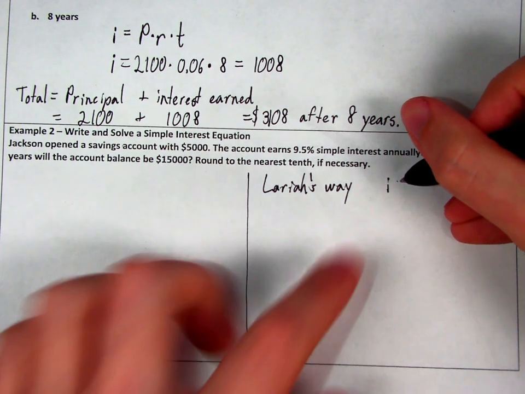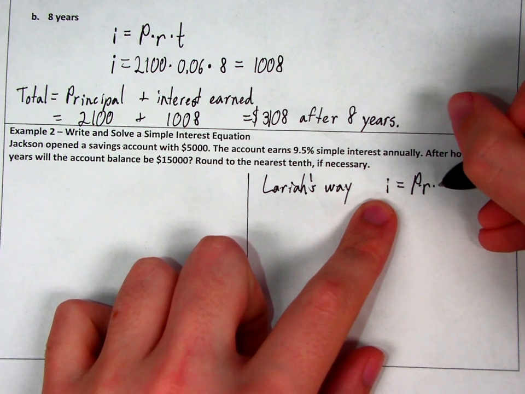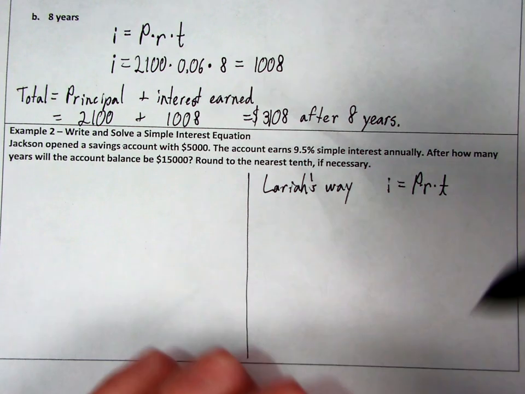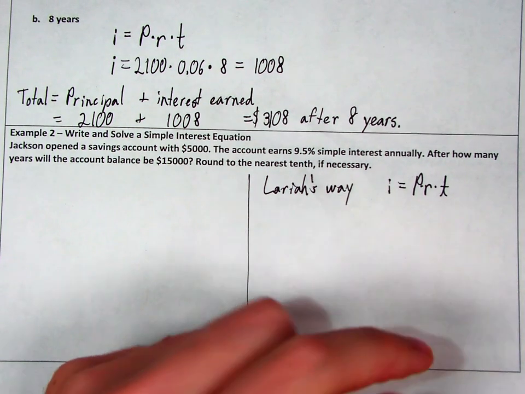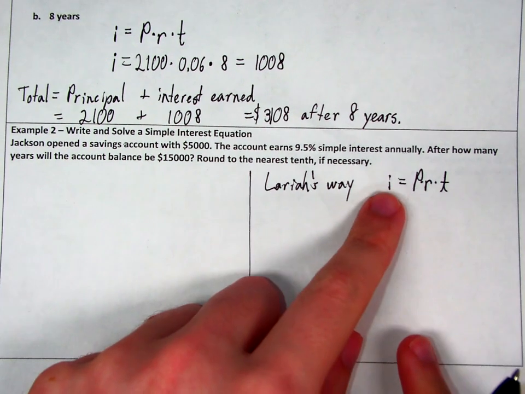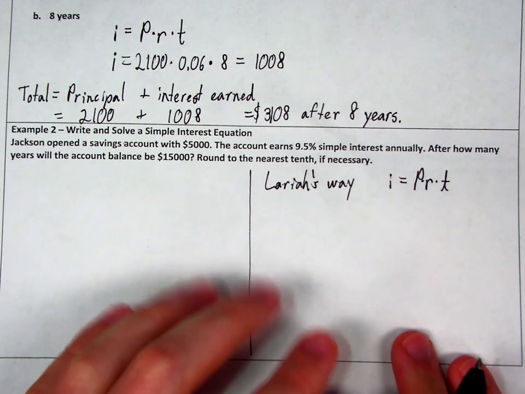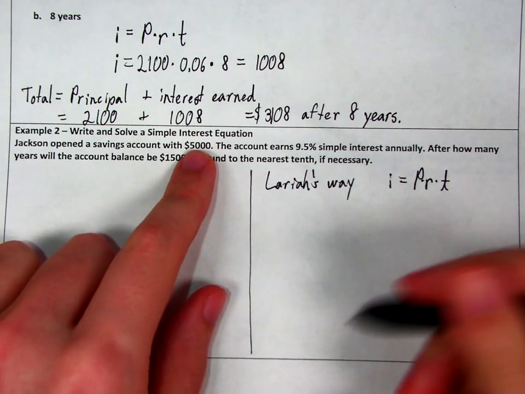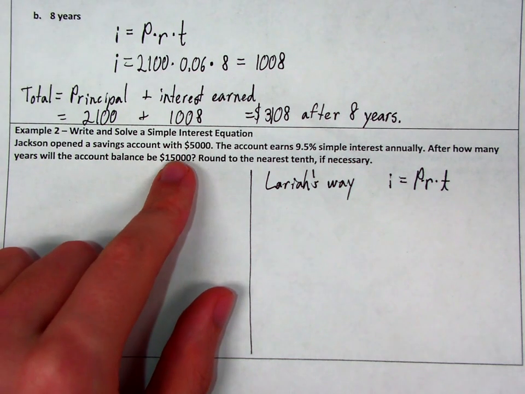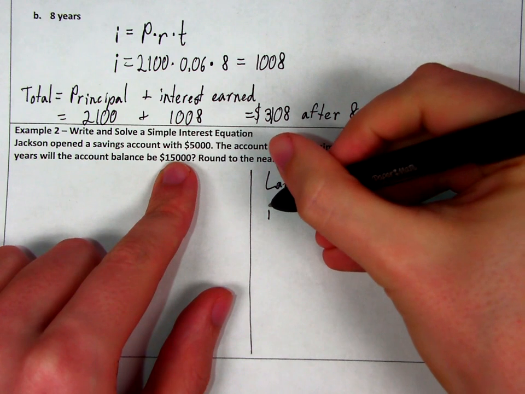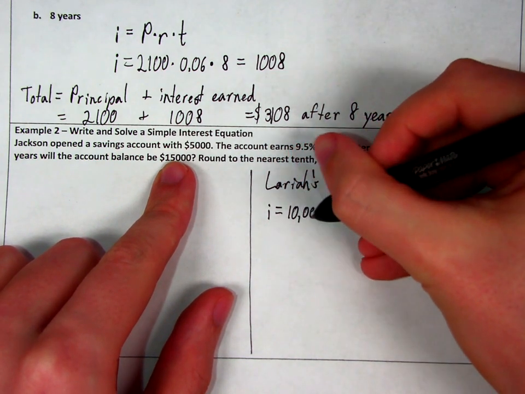Since I, the interest earned, is equal to the principal times the rate times the time, we need to know what I was. We need to know how much Jackson's account increased, how much interest he earned. Well, if he starts with $5,000 and he wants to have $15,000, I would be his increase. His increase would be $10,000.